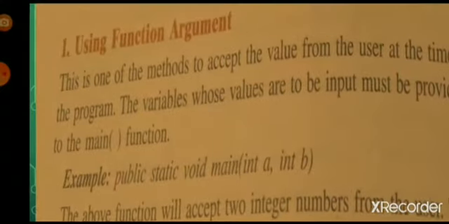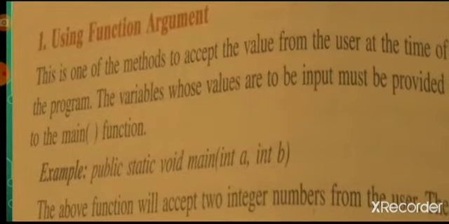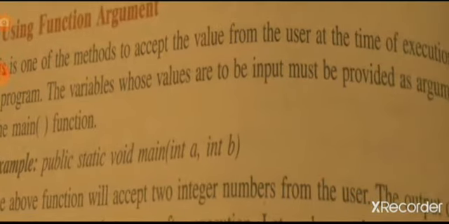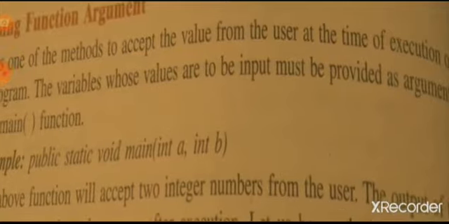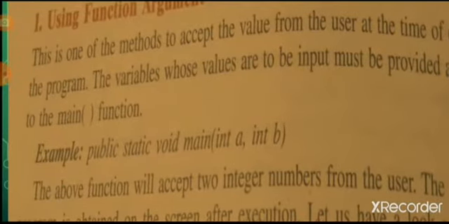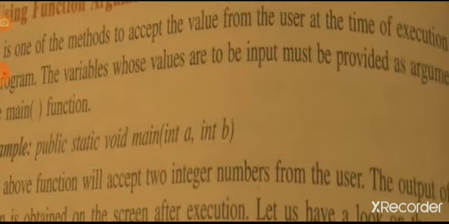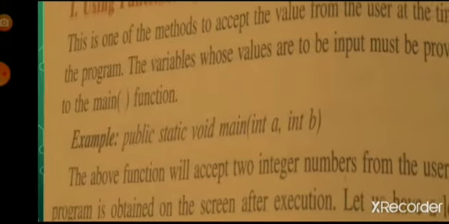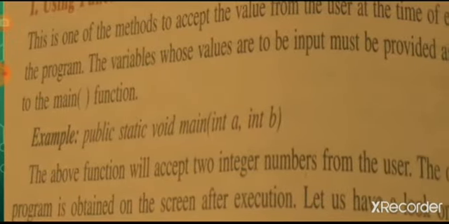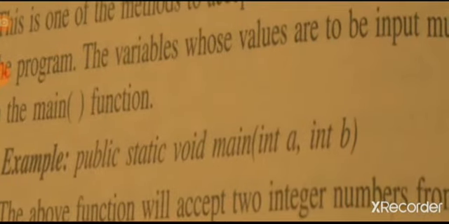Using function argument is one of the methods to accept the value from the user at runtime. The variables whose values are to be input must be provided as arguments to the main method. So whatever we want as an input, we can take it as a parameter in the main method.